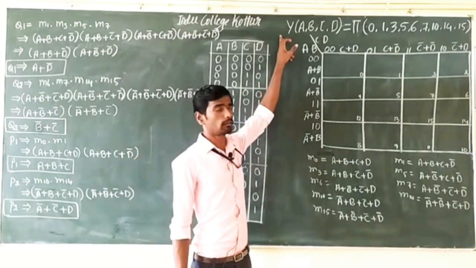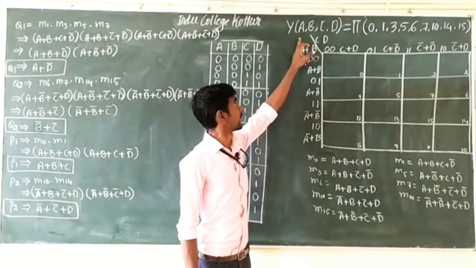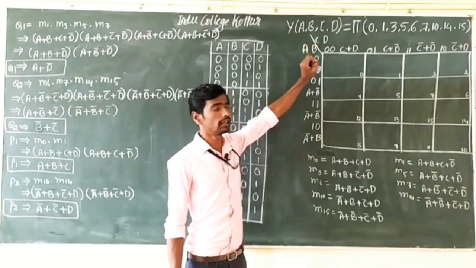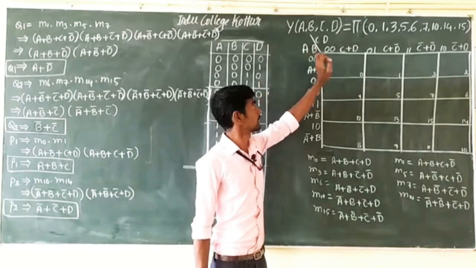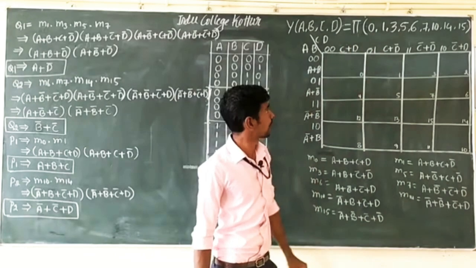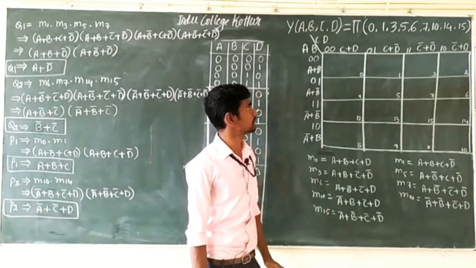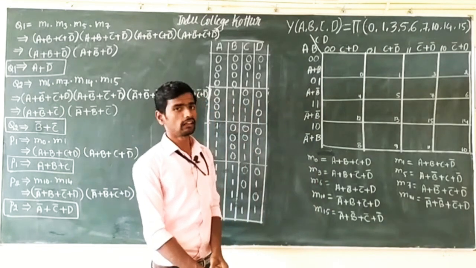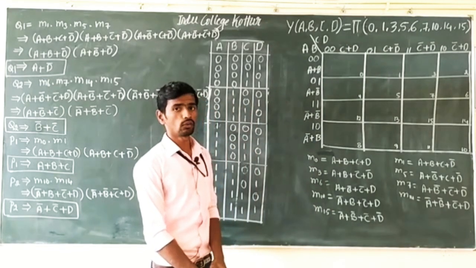Here is the problem: Y of A, B, C, D. Y indicates the function. Here, Pi is given with values 0, 1, 3, 5, 6, 7, 10, 14 and the final value 15.